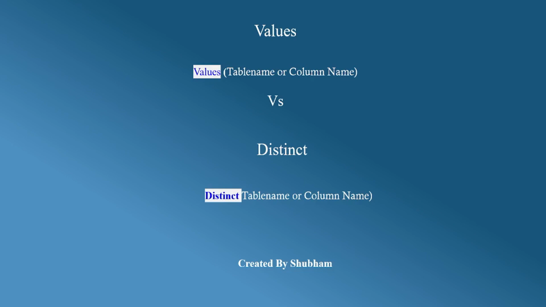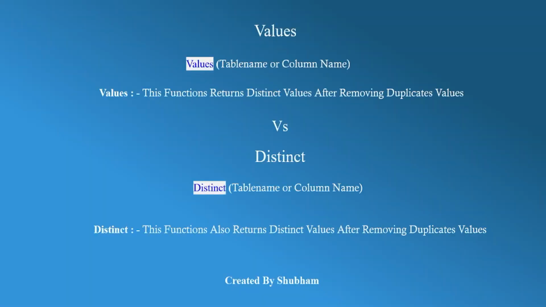Firstly, let's understand the definition of values and distinct. Here you can see the definition of the values function. This function returns distinct values after removing duplicate values. In a similar way, the distinct function also performs the same as the values function. It also returns distinct values after removing duplicates. Now let's look at the syntax. In both functions we have the same syntax, a table name or column name. And both functions are table manipulation functions which return a table. So let's move to the Power BI desktop screen and understand the difference between values and distinct.